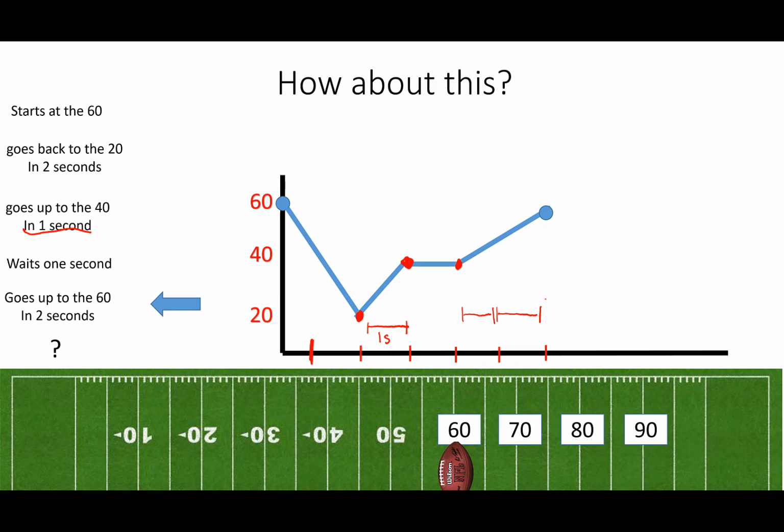And I'll erase all my points. This is the position versus time graph for this motion of the ball. Once again, downward means it's going backwards. Upward means it's going forwards. Straight line means it's not moving. And then upwards means it goes forward again. This is the graph.